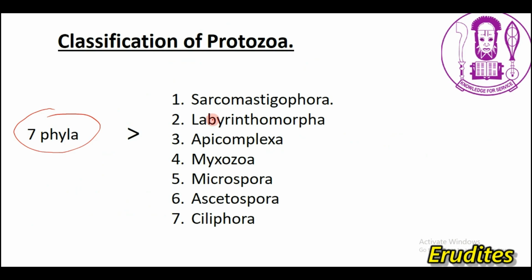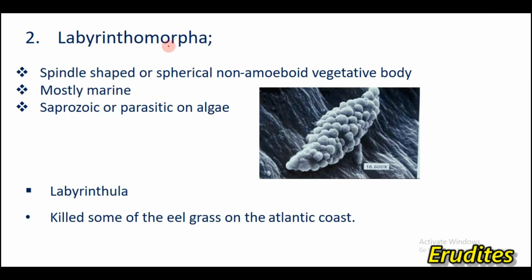So the next phylum we're going to look at is the Labyrinthomorpha. The protozoa here have a spindle-shaped or spherical, non-amoeboid vegetative body. You can see this organism is spindle-shaped. It has a shape that tapers at both ends. So they have a spindle shape.